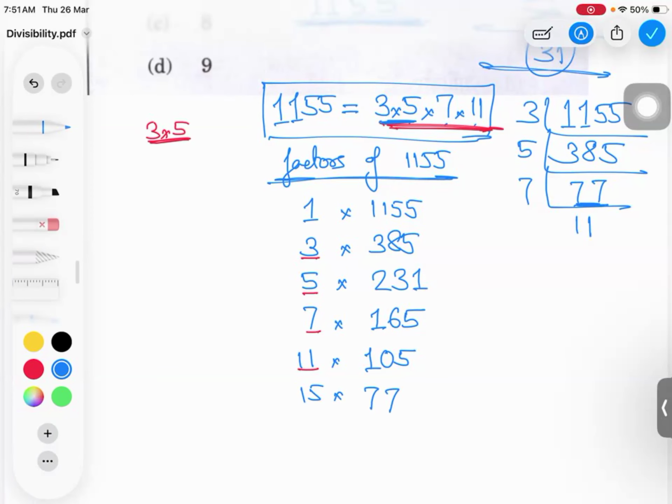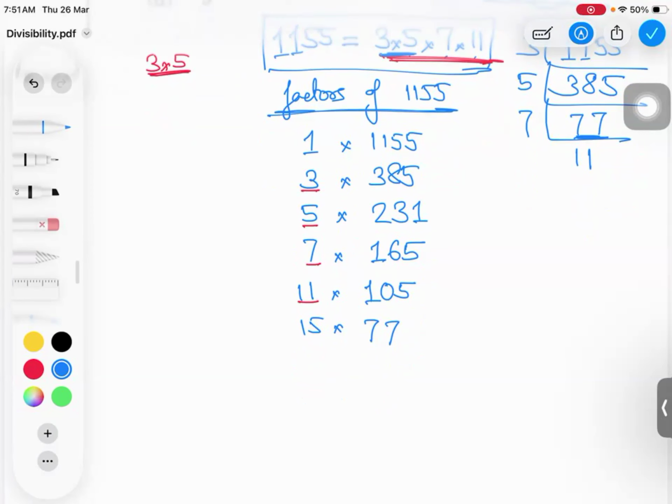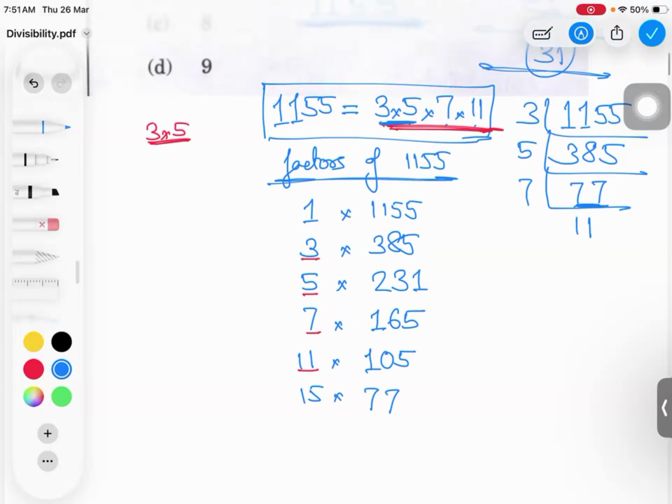Now you can see, earlier 11 and 105 were there. Now 15 and 77. The numbers are converging. If you observe, the numbers are converging. Okay, then what about 3 times 5 we did? 3 times 7 will also be a factor. We have 3 and 7 here. 3 times 7 is 21.